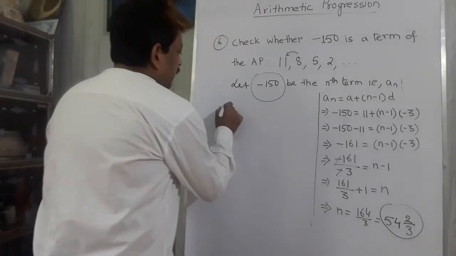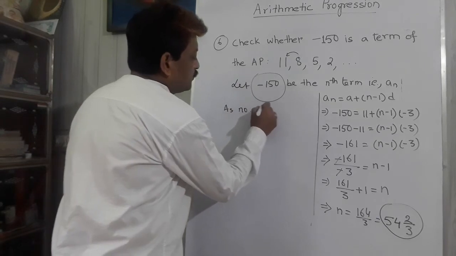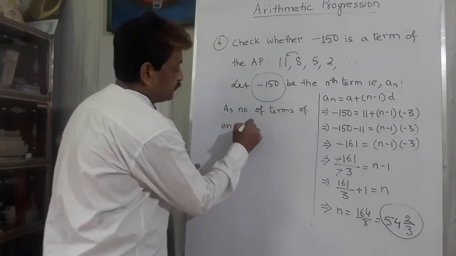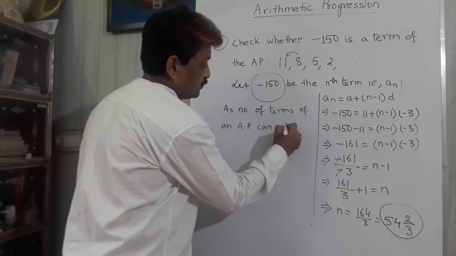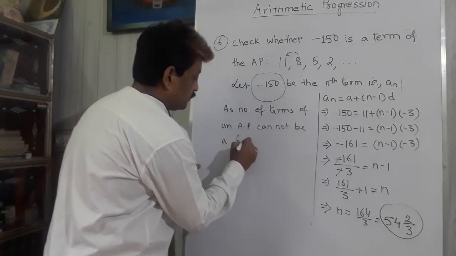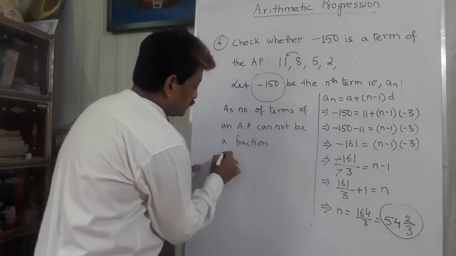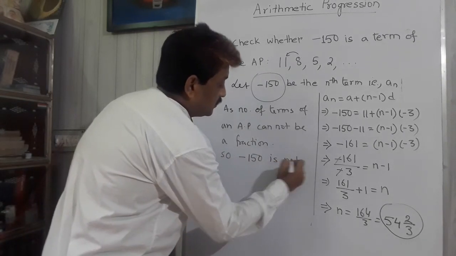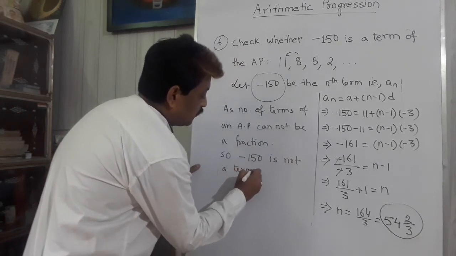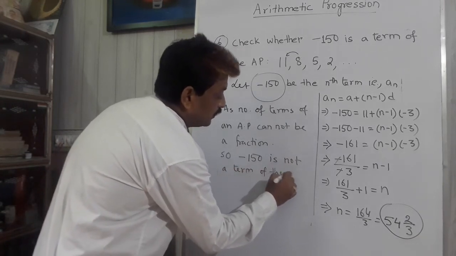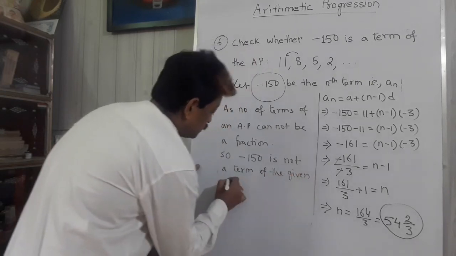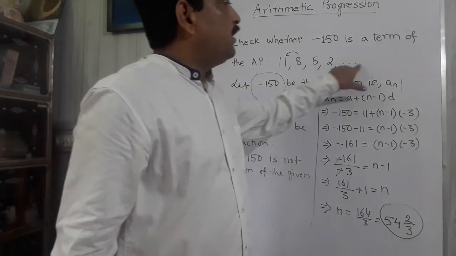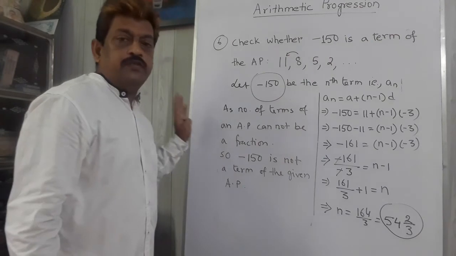So what do we have to write? As the number of terms of an AP cannot be a fraction, so minus 150 is not a term of the given AP. So this minus 150 is not any term of this AP. Understood? So this sum is very, very important.